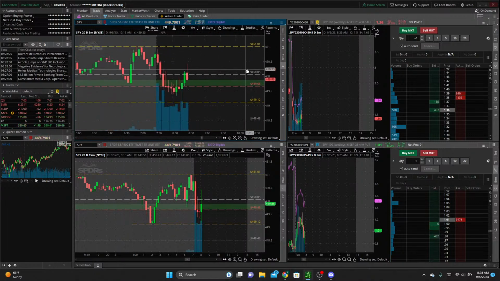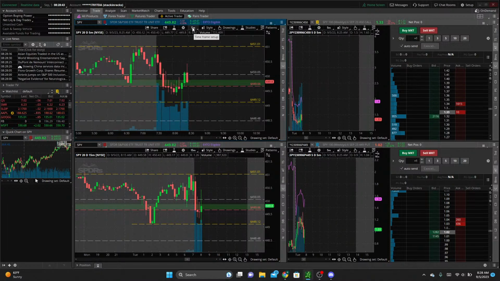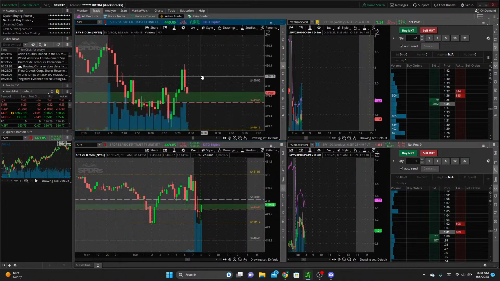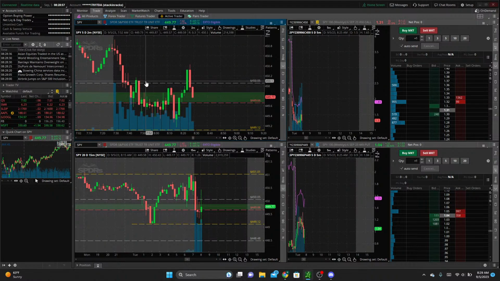I tried like 2 minute and 1 minute, and I just found that I'd get faked out by a lot of moves on a lower time frame. For example, if I was looking at a smaller time frame, if we break above a level and then immediately sell below it, I just found that I was getting faked out a lot.